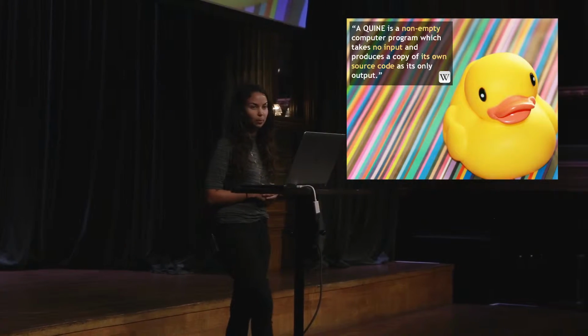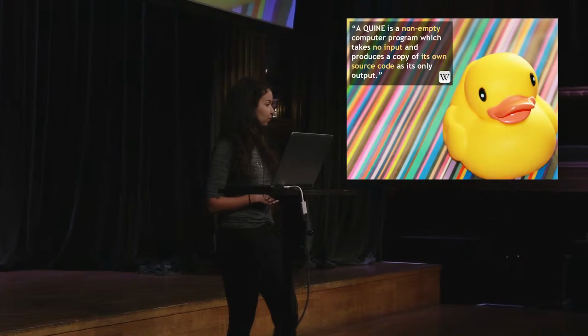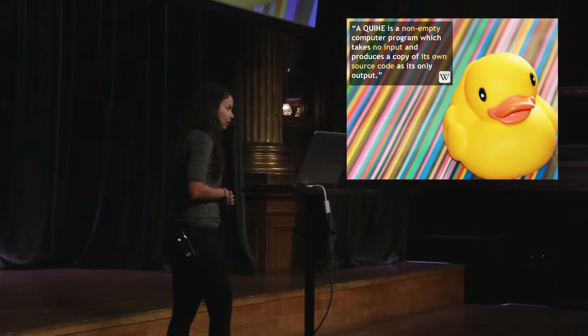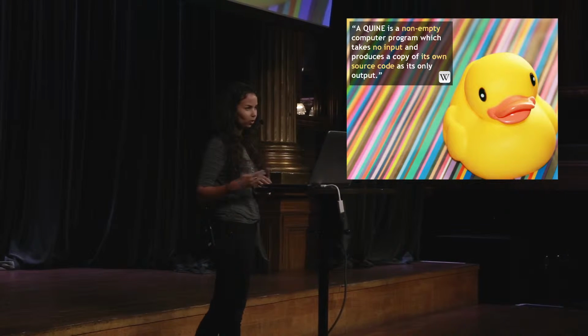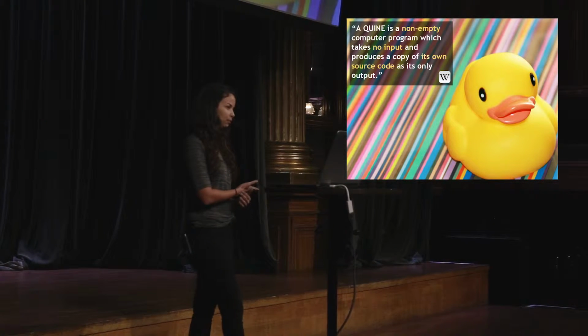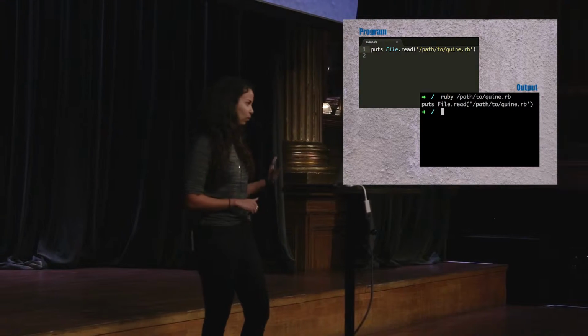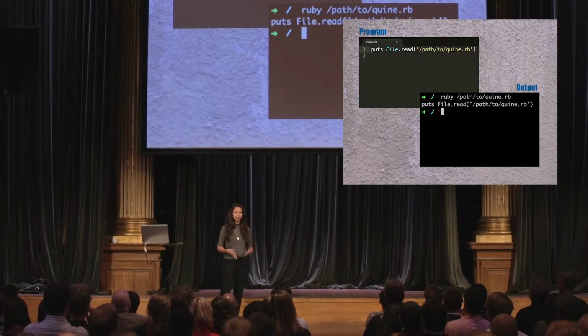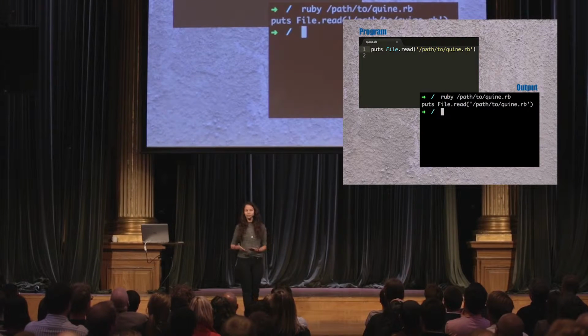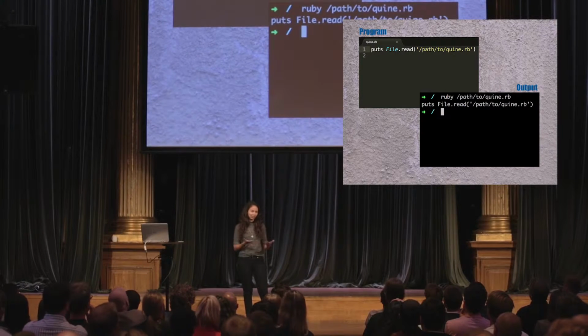Well, according to Wikipedia, a quine is a non-empty computer program which takes no input and produces a copy of its own source code as its only output. So why don't we start by examining the following program. What it does is open its own file from the file system and print its content. So obviously, the output is identical to the source code.